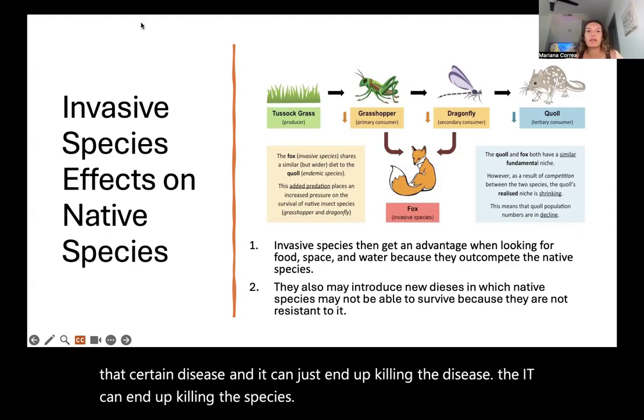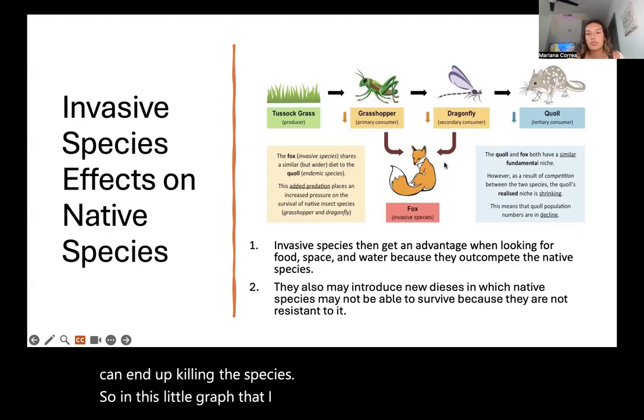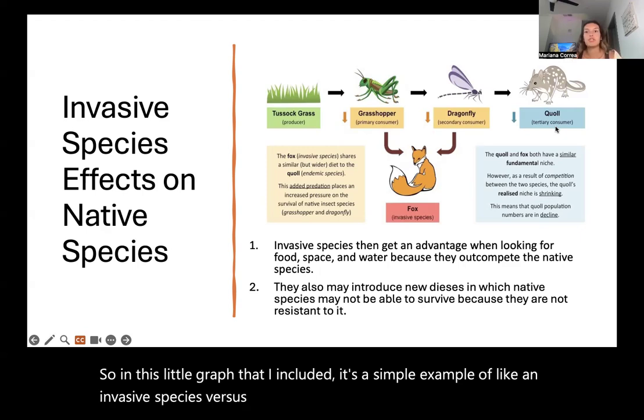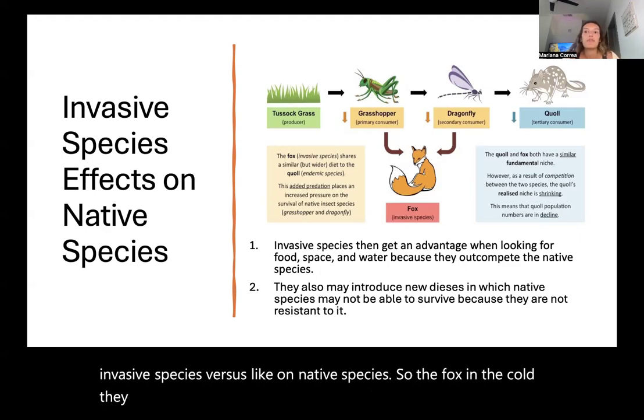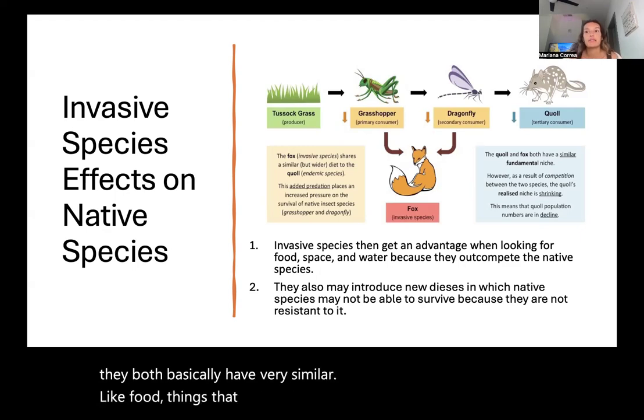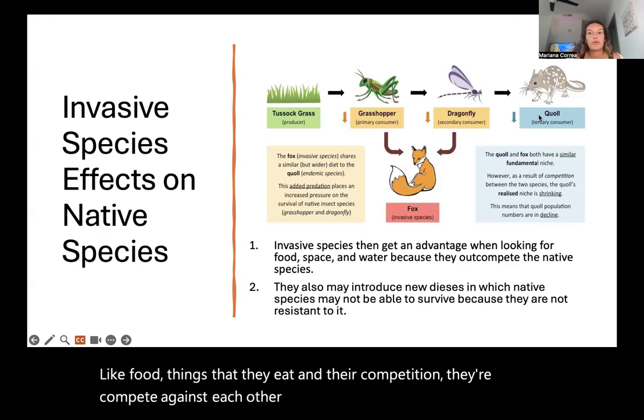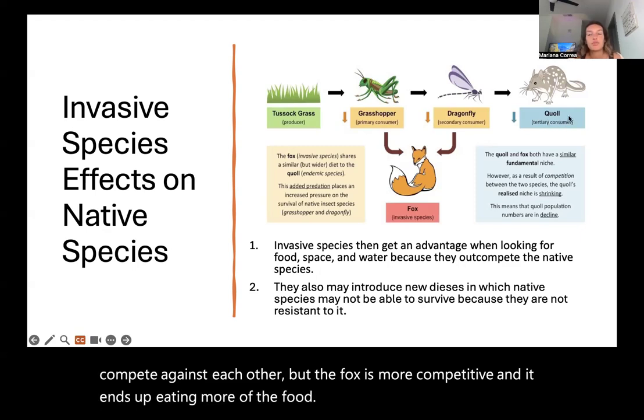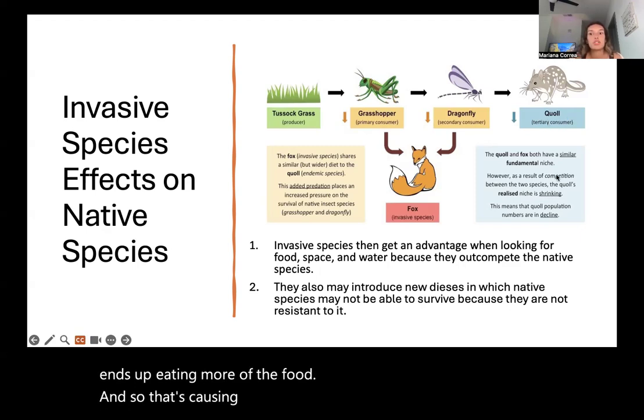So in this little graph that I included, it's a simple example of an invasive species versus a native species. The fox and the quoll both basically have very similar food that they eat and they compete against each other. But the fox is more competitive and it ends up eating more of the food. And so that's causing the quoll's species to diminish and their population's number is declining.